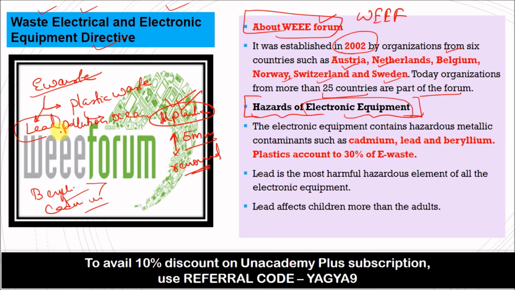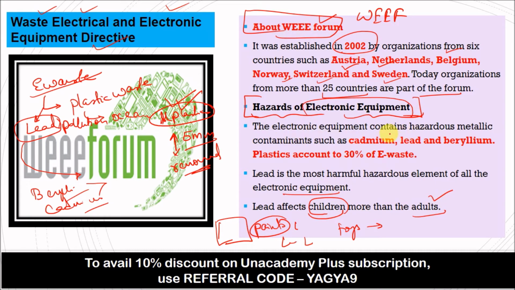But majorly, the one taking all the blame currently because of the hazard is lead pollution. Lead is the most harmful element of all electronic equipment. It affects children more than adults. For example, suppose you decide to paint your home. The paints that you use contain lead. The lipstick that you use contains lead. The toys that you purchase for your children contain lead. Because of a lot of factors, lead gets accumulated in the children's body and affects them more than adults.